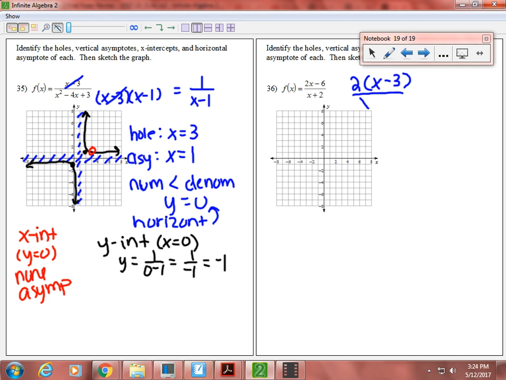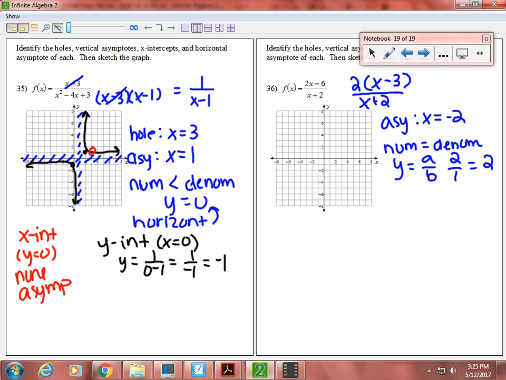Okay, on 36, I have 2 as my greatest common factor, so that's going to give me x minus 3 and x plus 2. Well, nothing's going to cross out or cancel there, but what I know is I'm going to have an asymptote at x equals -2. If I look top and bottom, my numerator is equal to my denominator. Okay, so when that happens, it's going to be y equals a over b. My a value is 2 and my b value is 1, so it's at 2. So my x1 is at -2. That's going up and down here. My y1 is at +2, which is here.